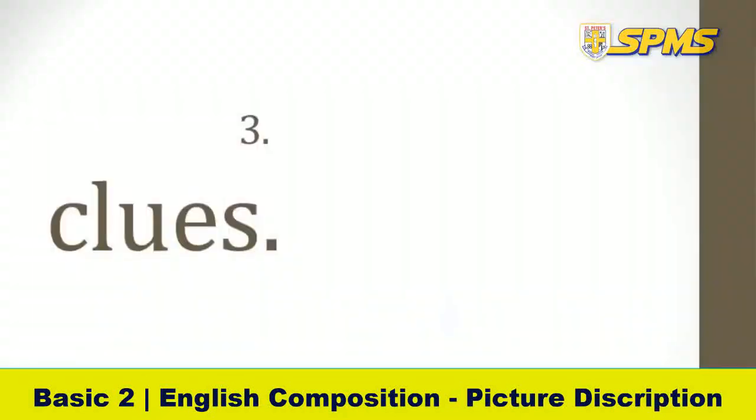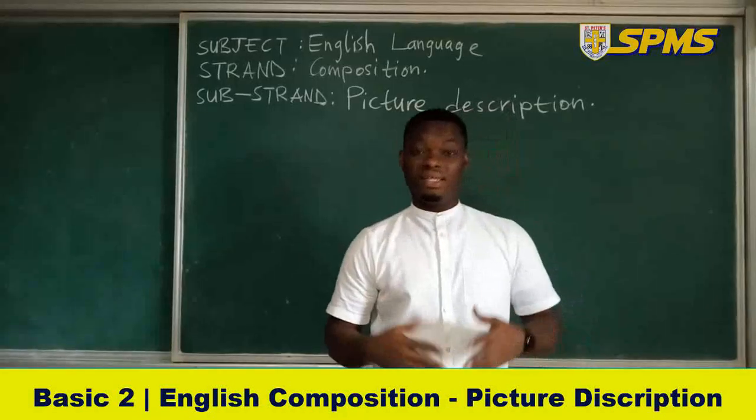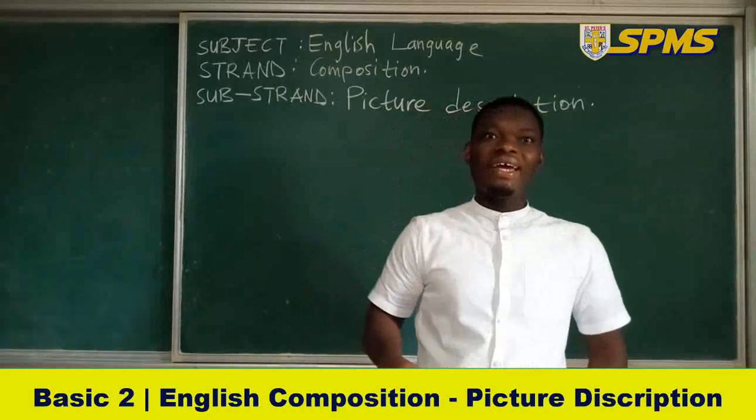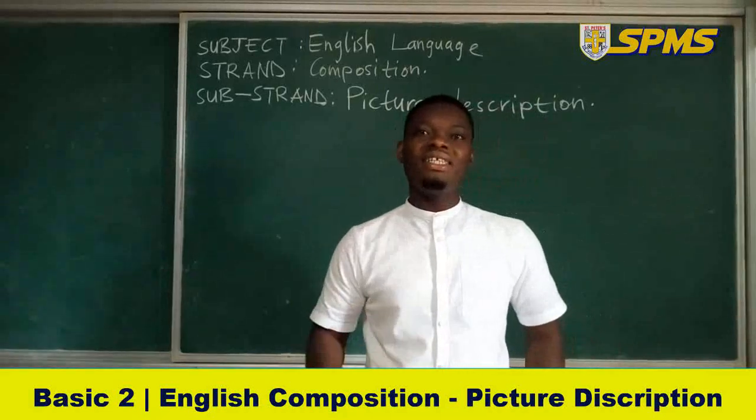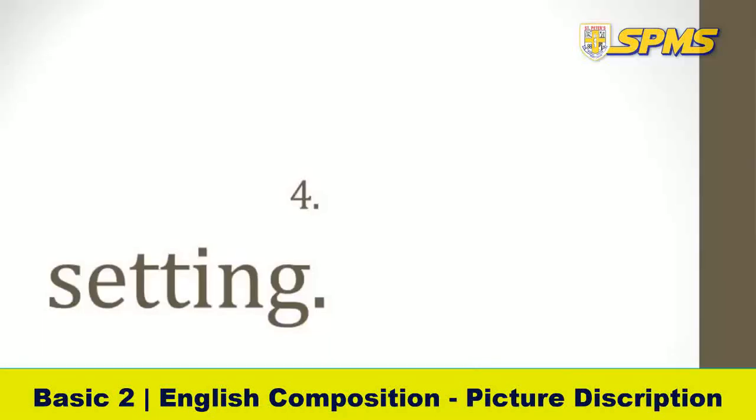Let's look at the third one, which is the clues. When we say the clues, we are talking about the items that are in the picture, like books, pencils, chairs, and the rest. It tells you where the action is taking place, and this leads us to the next thing that we should look at, which is the setting, which is the place that the story is happening. And we can know this by the clues, the things that are around.